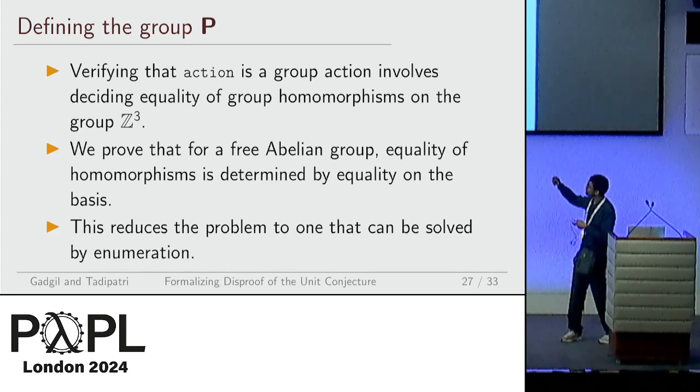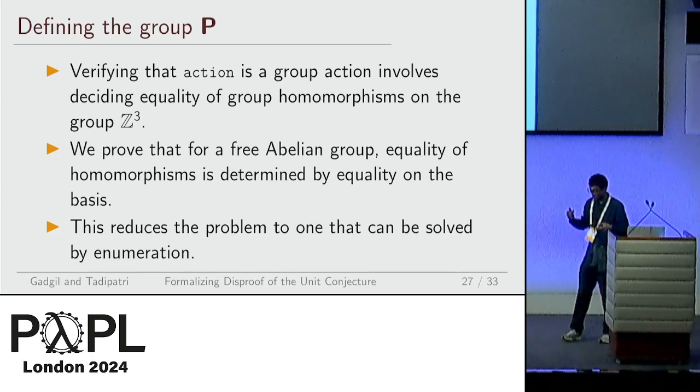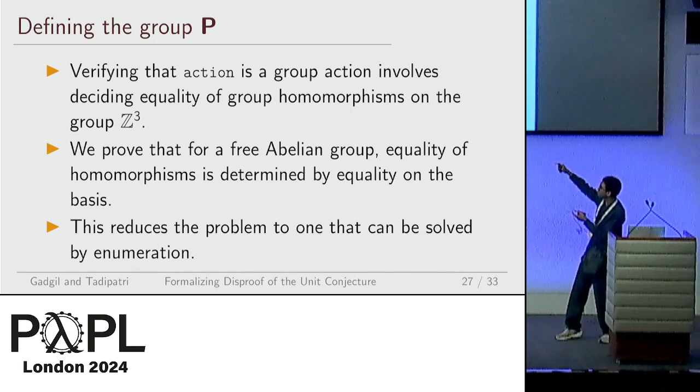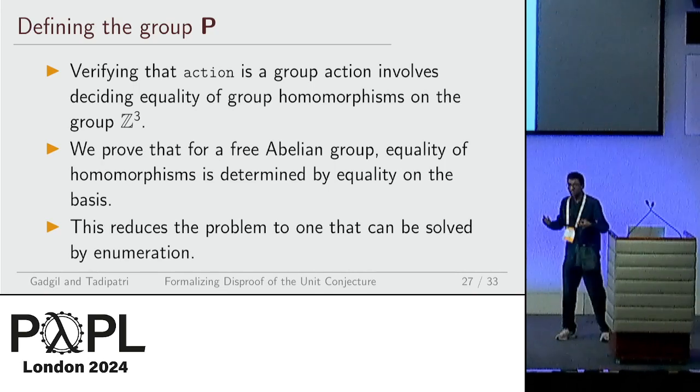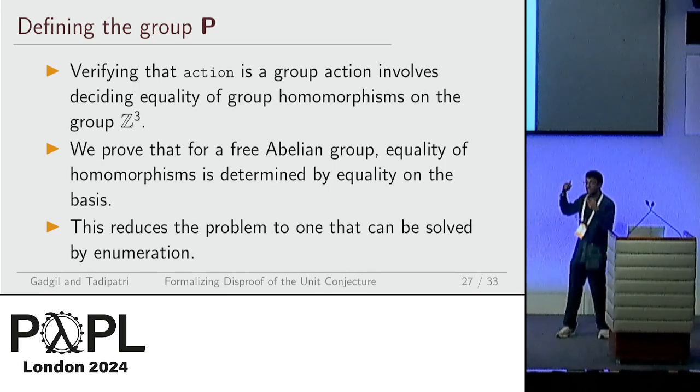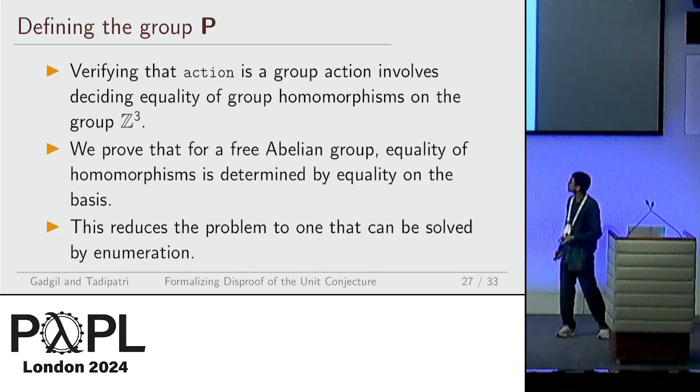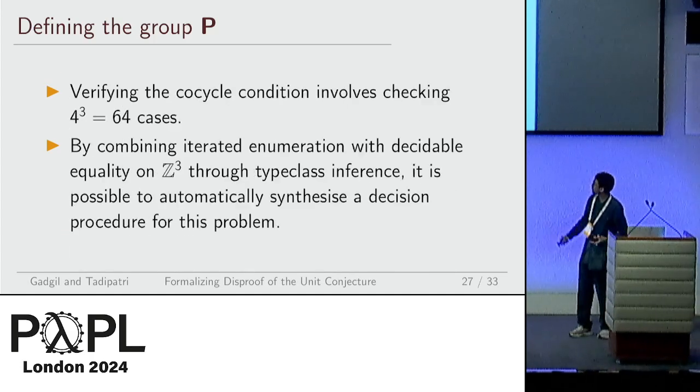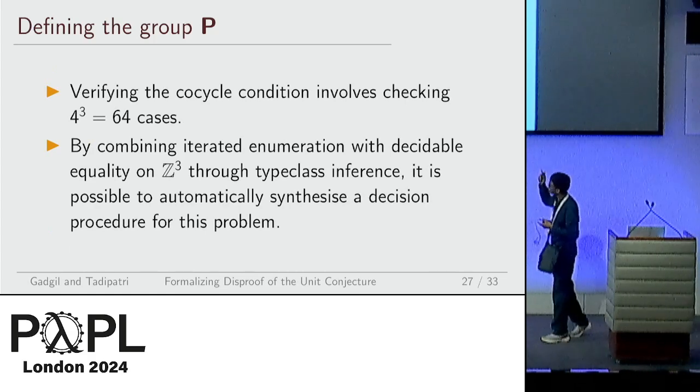And these homomorphisms around the group Z cube. So equality just by enumeration isn't feasible, but we use the fact that Z cube is a finitely generated free abelian group on a basis of 3 elements. So verifying equality of homomorphisms is in fact just equivalent to verifying equality on the basis. So that's just enumeration, which we can handle by type class inference and decision procedures.